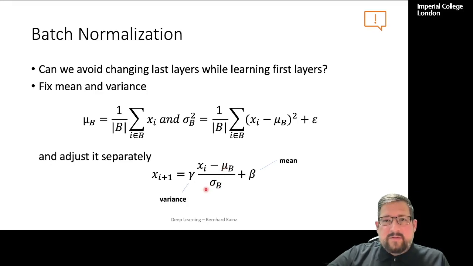So we compute the mu and the variance for each of the batches. And the next step is then to renormalize each input feature by subtracting its mean and dividing it by the standard deviation. So this is a feature, subtract the mean, divide by the standard deviation of that batch, and then we don't stop here.